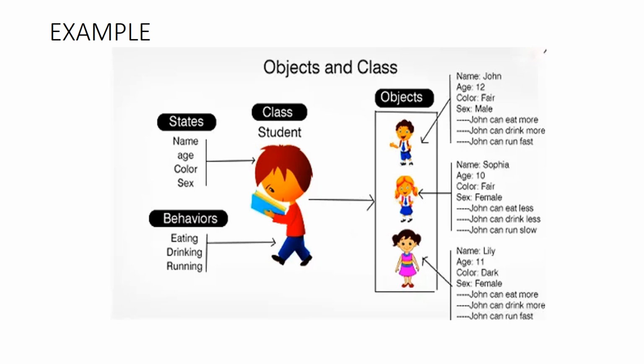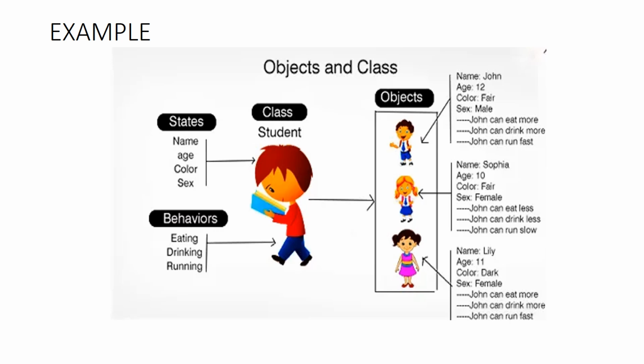Here we can go with one example for objects and classes. Class student. Student objects: each student from the class may be an object, for example John, Sobia, Lily. These are the objects of the student class. Each student has some states or behavior or properties. What are those states? Name, age, color, sex or gender. Then behavior, what each student can do: eating, drinking, running, learning, etc. These states and behavior describe data members and member functions.